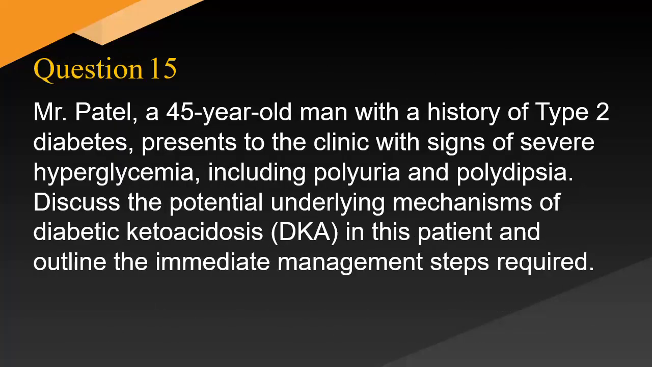Mr. Patel, a 45-year-old man with a history of type 2 diabetes, presents to the clinic with signs of severe hypoglycemia, including polyuria and polydipsia. Discuss the potential underlying mechanisms of diabetic ketoacidosis (DKA) in this patient and outline the immediate management steps required.